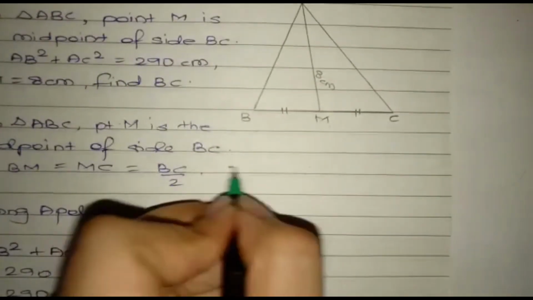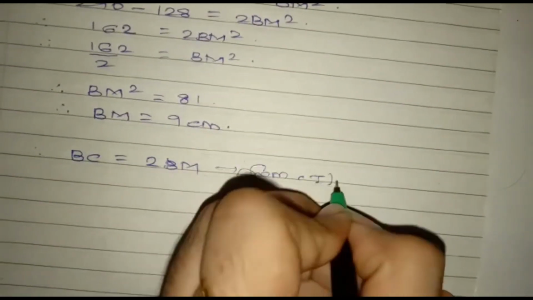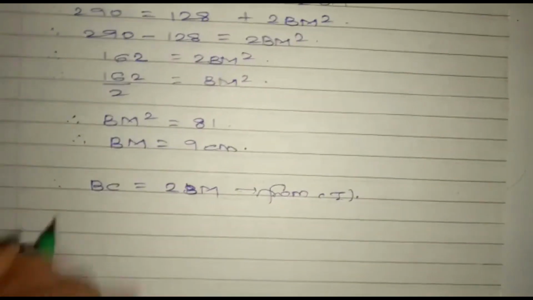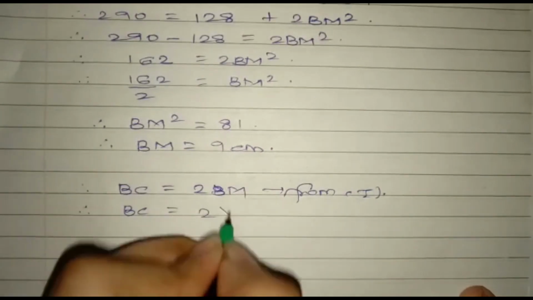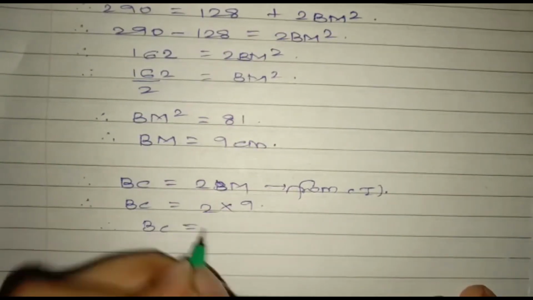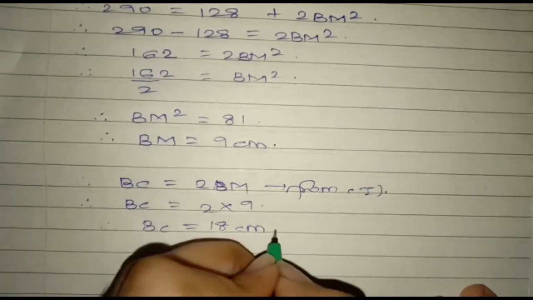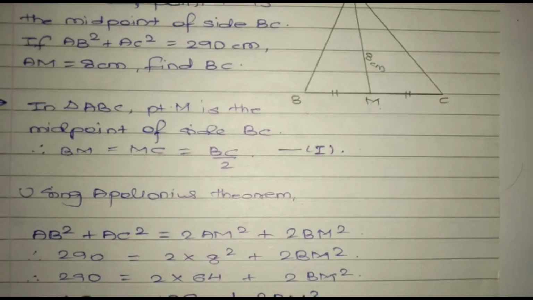We will write this as 1. So here we can write from 1. So BC is twice of BM. Therefore BC is equal to 2 into BM is 9. Therefore BC is equal to 18 centimeter. Okay, this was the fourth question. Now let us start with fifth question.